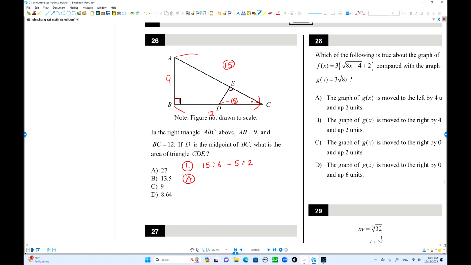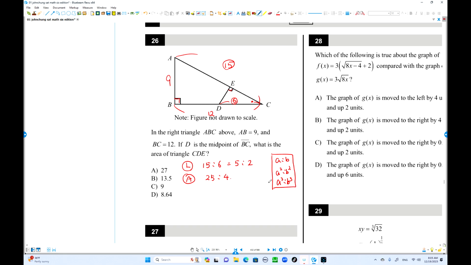What is the ratio of the area? 5 squared and 2 squared will be 25 to 4. That's right. A squared and B squared, okay? Ratio of the length is A to B. Ratio of area is A squared to B squared. Ratio of the volume is A cubed to B cubed. Okay, you have to remember this one.